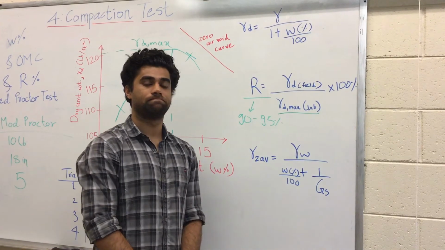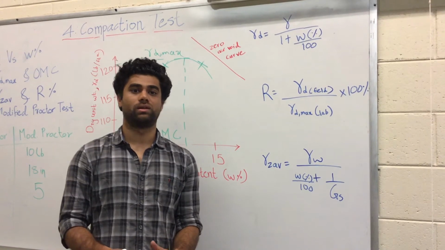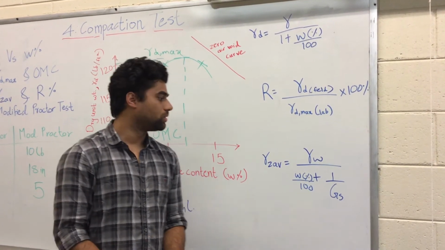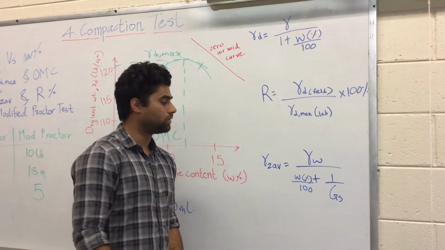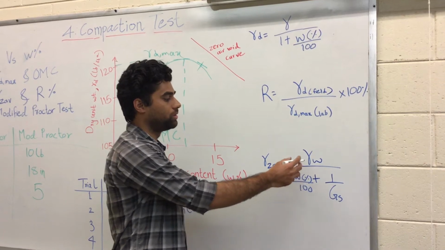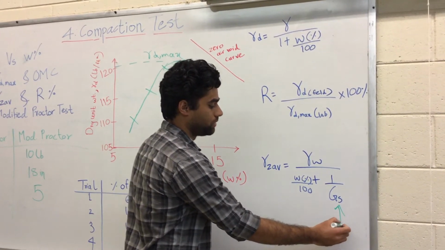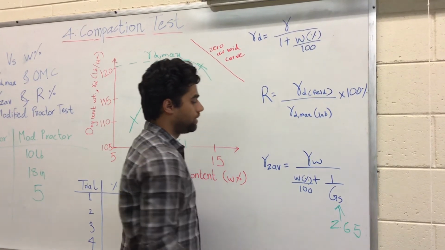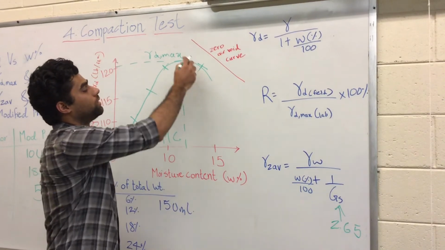Zero air void unit weight is the unit weight you get of the soil when there are no air voids left. This is the formula for calculating the zero air void unit weight, which includes the moisture content we'll be calculating, the unit weight of water, and the specific gravity of soil solids, which will be 2.65 for this lab. By varying the moisture content, we will be plotting the zero air void curve.